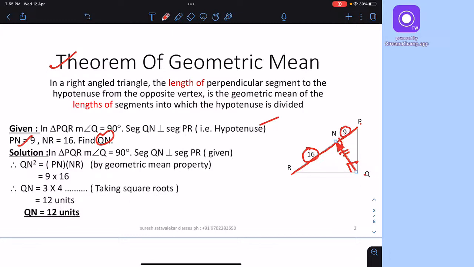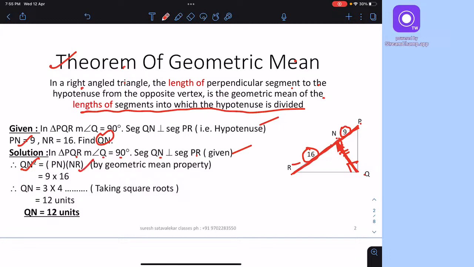So solution, in triangle PQR, Q is 90 and QN is perpendicular to PR, this is given. And the theorem of geometric mean states that in a right angle triangle, the length of the perpendicular segment to the hypotenuse, that is length of this segment QN, is the geometric mean of lengths of the segments into which it is divided. So QN is the geometric mean of NR and NP. That means QN square is equal to the product of PN and NR, by geometric mean property.